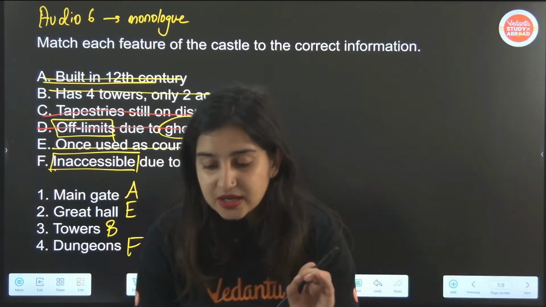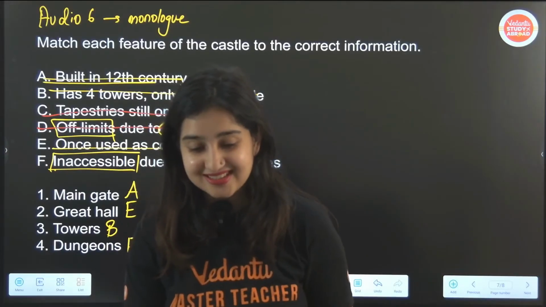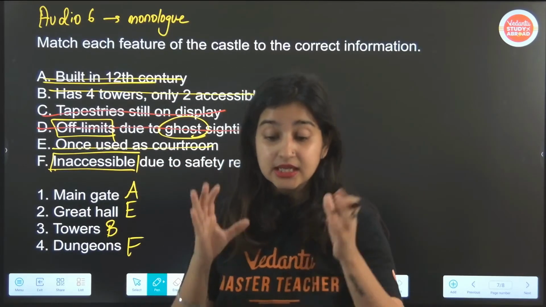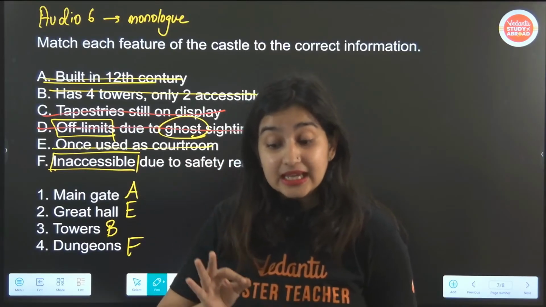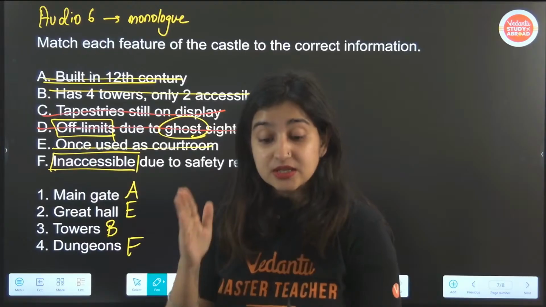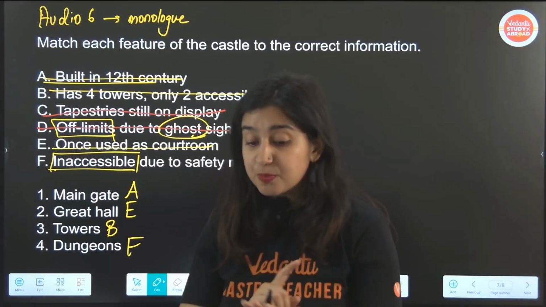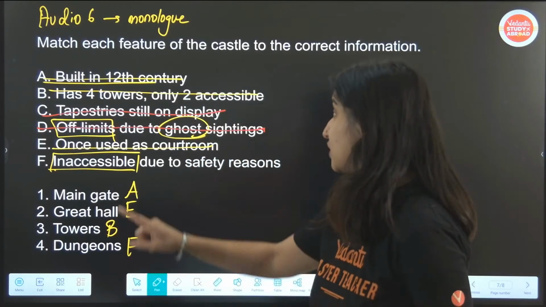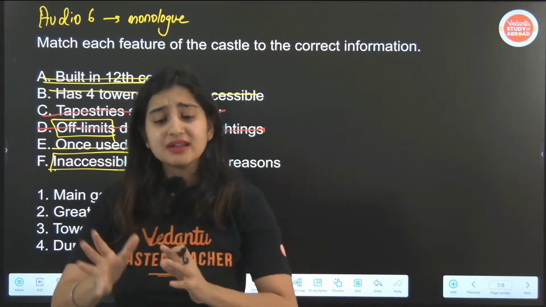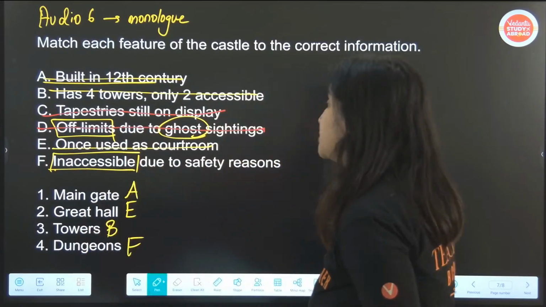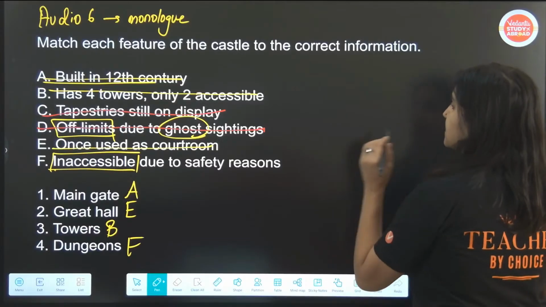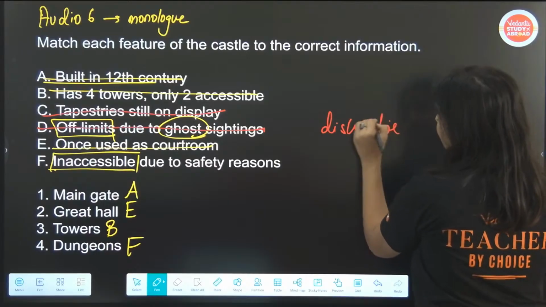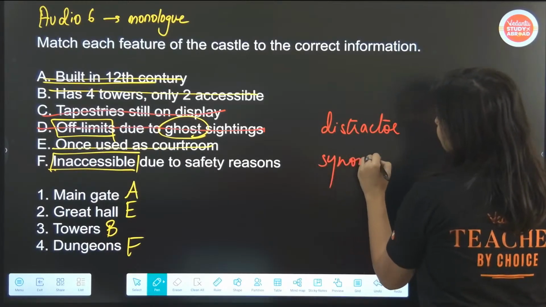The audio, I will read it out again even though you're not allowed to listen to it another time. Just so that you can pay attention to these things, I'm going to read it out again. Lastly, the dungeons believed to be haunted are off limits for safety reasons, not because of the ghost stories, of course. So they are not off limits because of ghost sightings, off limits or inaccessible, which is a synonym, due to safety reasons. So here two traps. One is very close distractor and the second is the synonym trap.